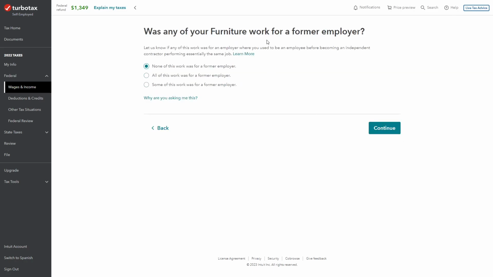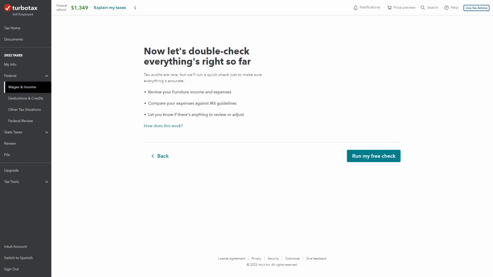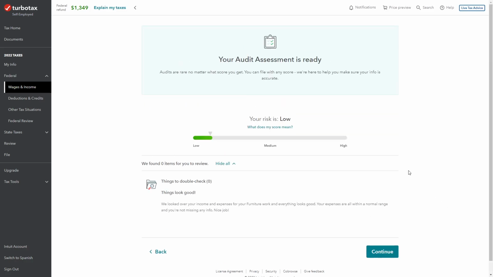Was any of this work for a former employer? No. Do you have deductions for furniture that you'll claim elsewhere? No, it doesn't apply to me. So we can click continue, double check everything. So let's see, run my free check.